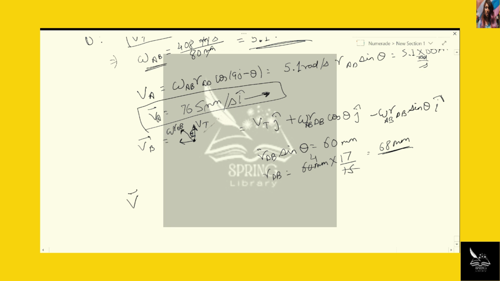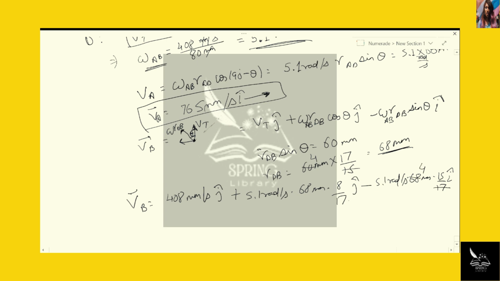Okay, so then our final expression for the velocity of point B will be 408 millimeters per second, that's Vt in J direction, plus omega AB, that is 5.1 radians per second, times r dB, which is 68 millimeters, times cosine of theta, that is 8 over 17, also in J, and then minus omega AB, again 5.1 radians per second, r dB 68 millimeters, and sine theta, which is 15 over 17, times I.